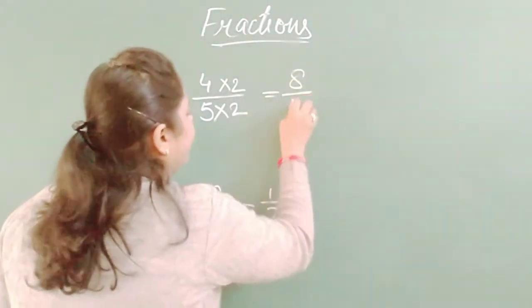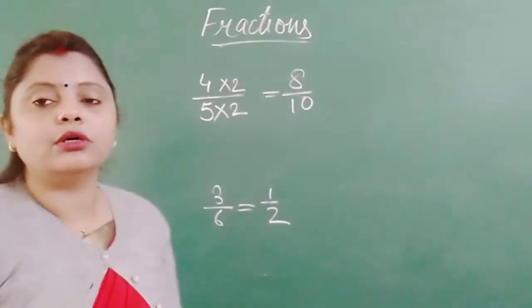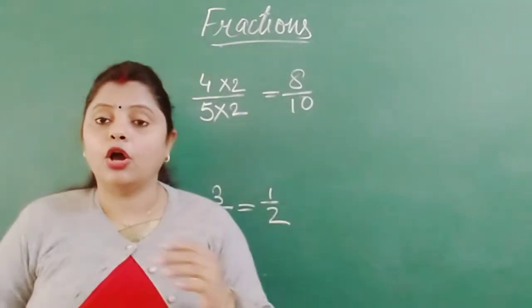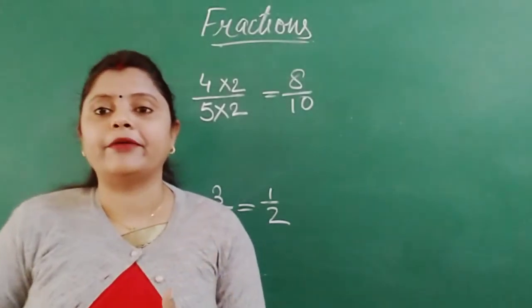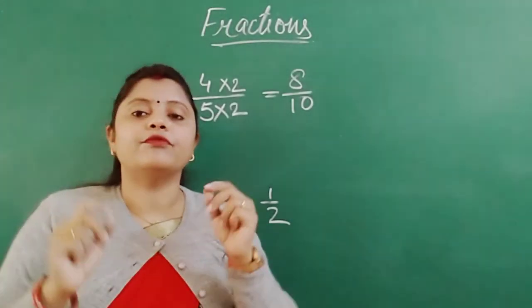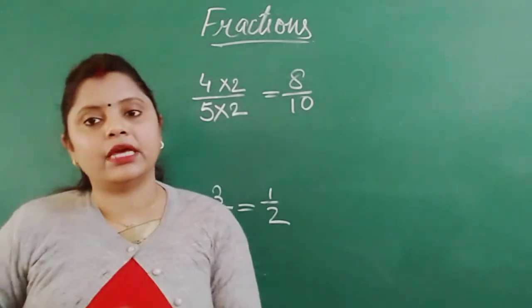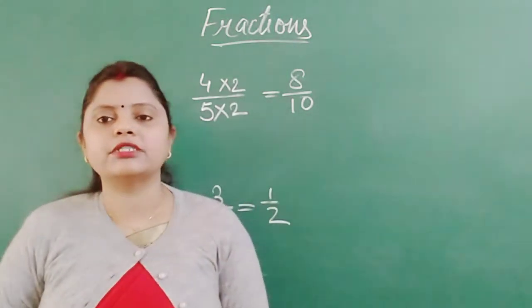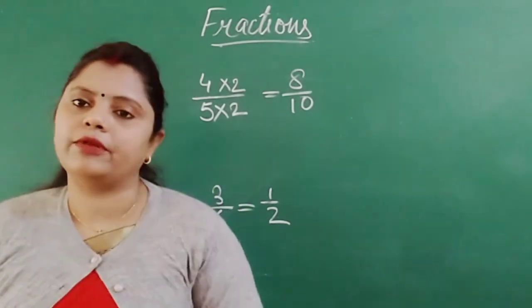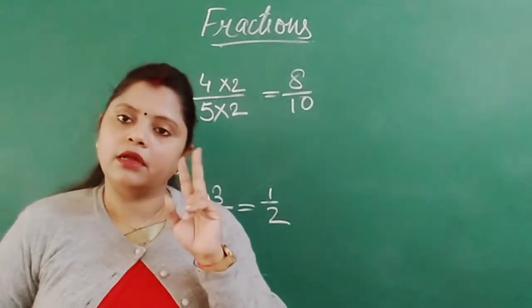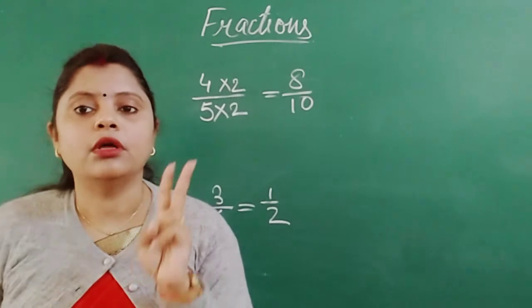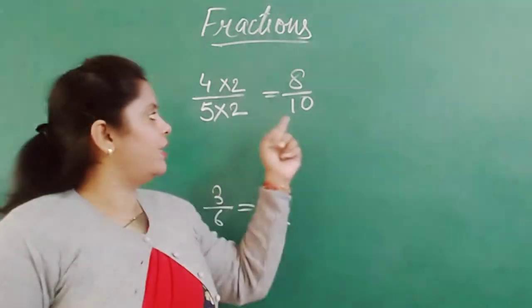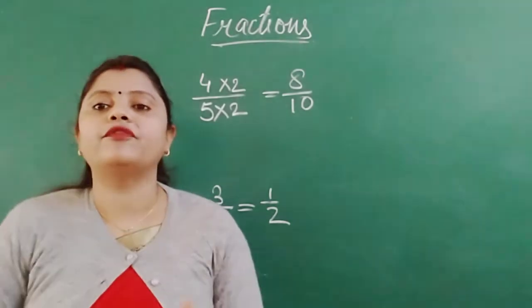So we got 8 by 10. We can say that 4 by 5 is equal to 8 by 10, or the equivalent fraction of 4 by 5 is 8 by 10. So with the help of multiplication or division, we can find the equivalent fraction. Suppose the question comes, write any two equivalent fractions of 4 by 5. One we have seen, 8 by 10. Suppose we have to find one more.